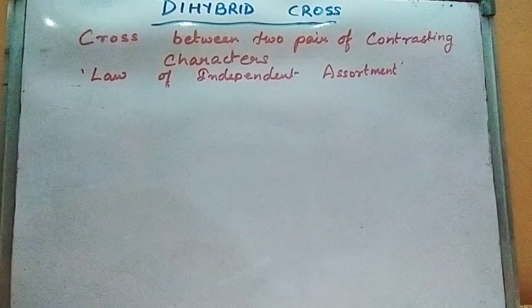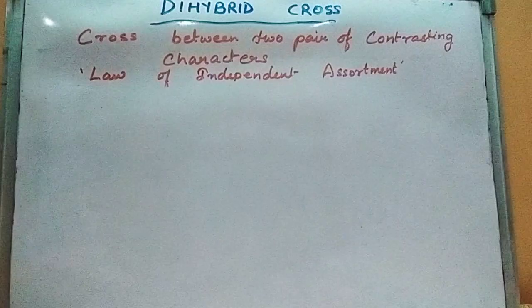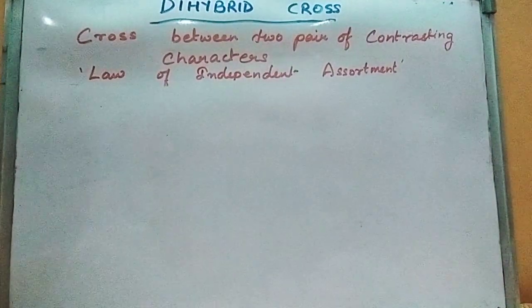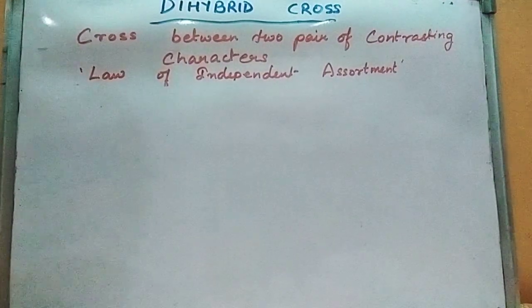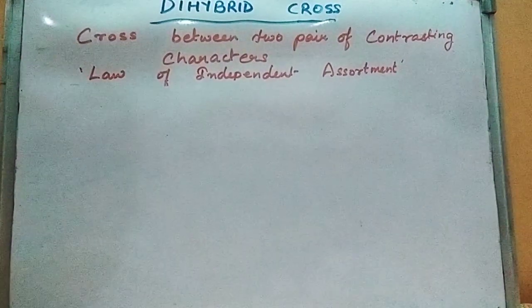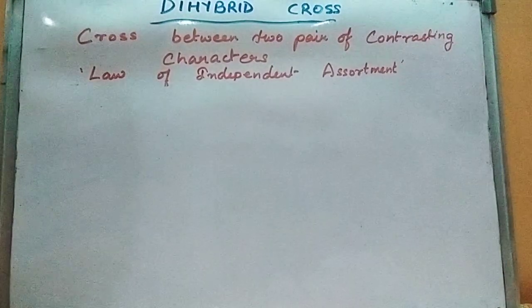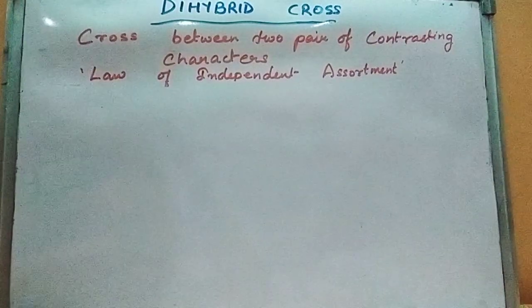Two pairs, remember, and it falls under Mendel's third law, that is the law of independent assortment, which says that when there is a simultaneous inheritance of two pairs of contrasting characters, the distribution of factors of each pair in the gamete is independent of the distribution of the other pair. So that means they assort separately, they segregate separately.